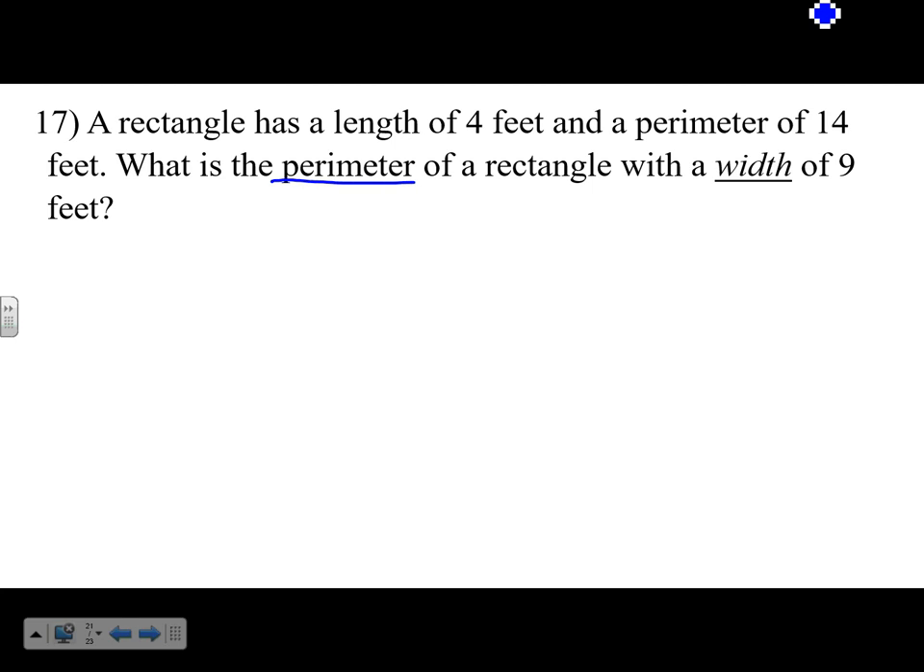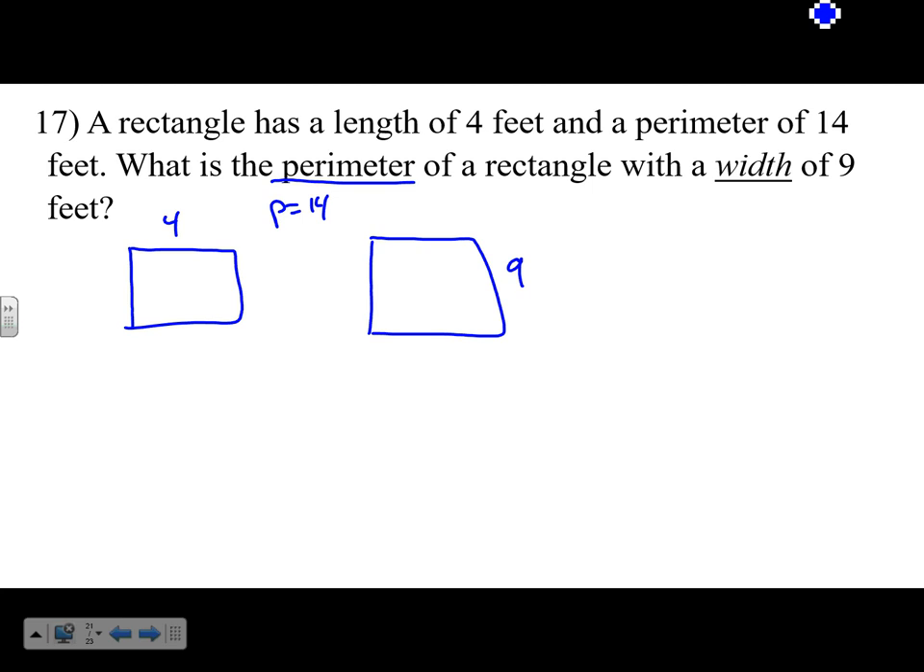So a rectangle has a length of 4 feet. Oh, and the perimeter then, okay, so it's a two-part problem. The perimeter for this one is 14. So we're going to have to find out what this other side is. And this one, oh, I see what they're doing here. It has a width of 9, and we don't know what the perimeter is.